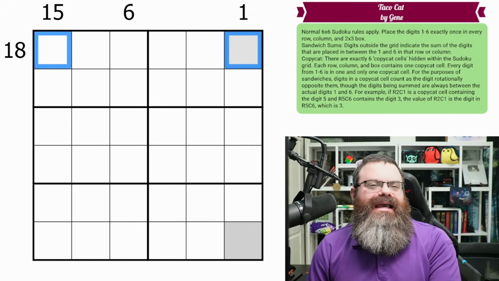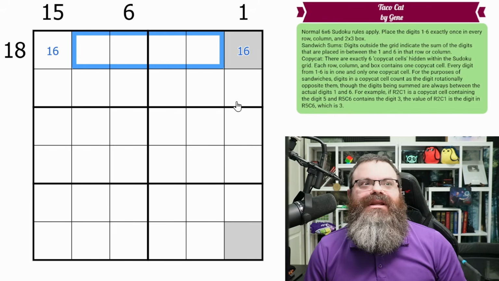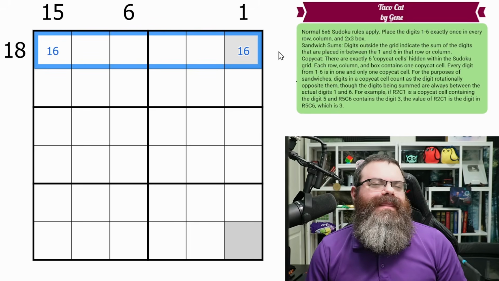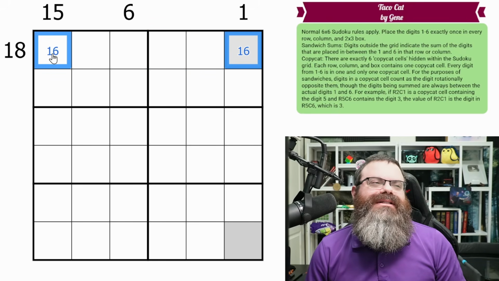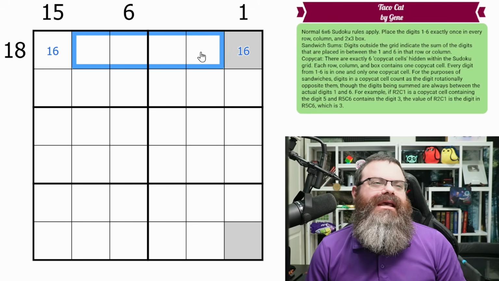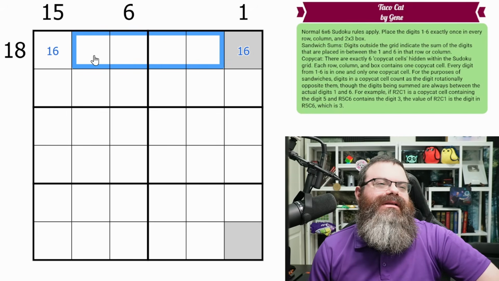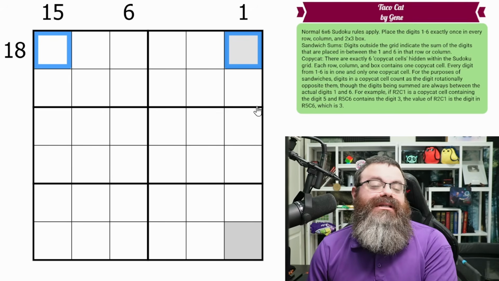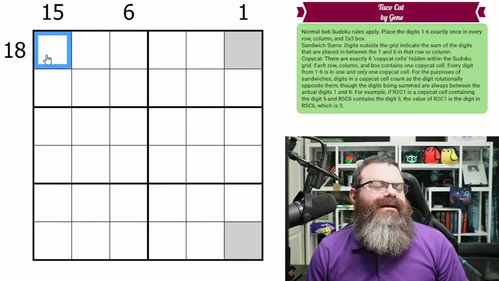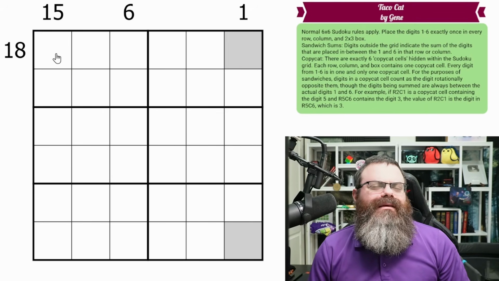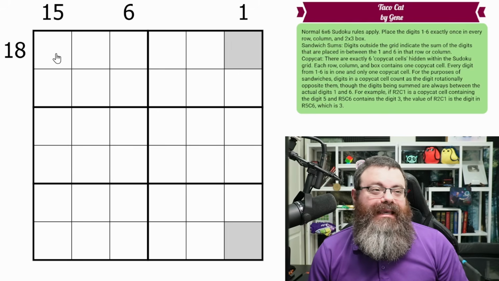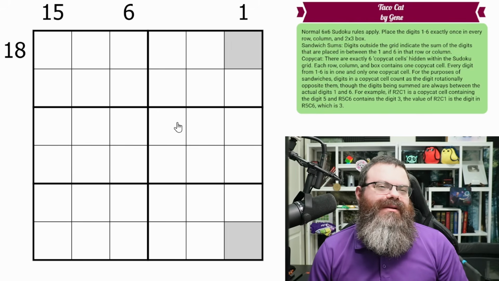Normally, if I had a 1-6 pair here, these would add to 14. Why do I know that? Well, the whole row adds to 21. 1 plus 6 is 7. 21 minus 7 is 14. So that means that we need a copycat cell somewhere. Well, this doesn't have to be a 1-6 pair necessarily. I don't think, not yet. Somewhere there's a copycat cell that increases us by at least 4 inside of the sandwich sum. That's, I guess, what I'm trying to say.